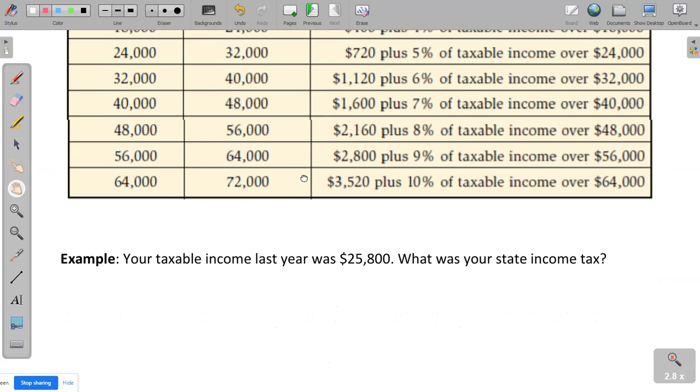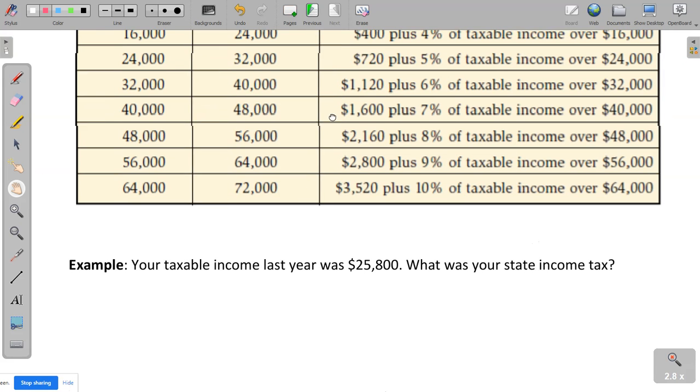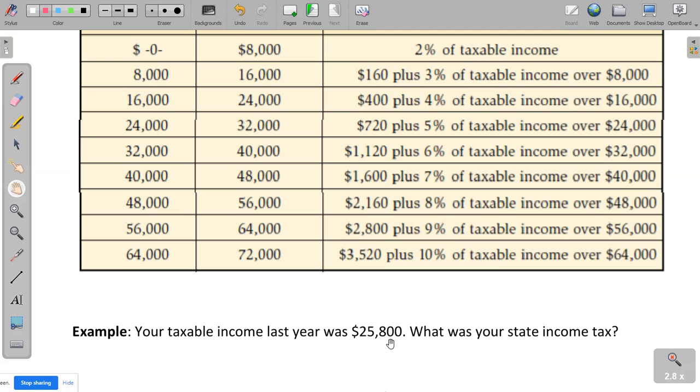So let's look at an example. Your taxable income last year was $25,800. What was your state income tax? We are going to use the chart above. $25,800 is in this row here. So it says $720 plus 5% over $24,000.